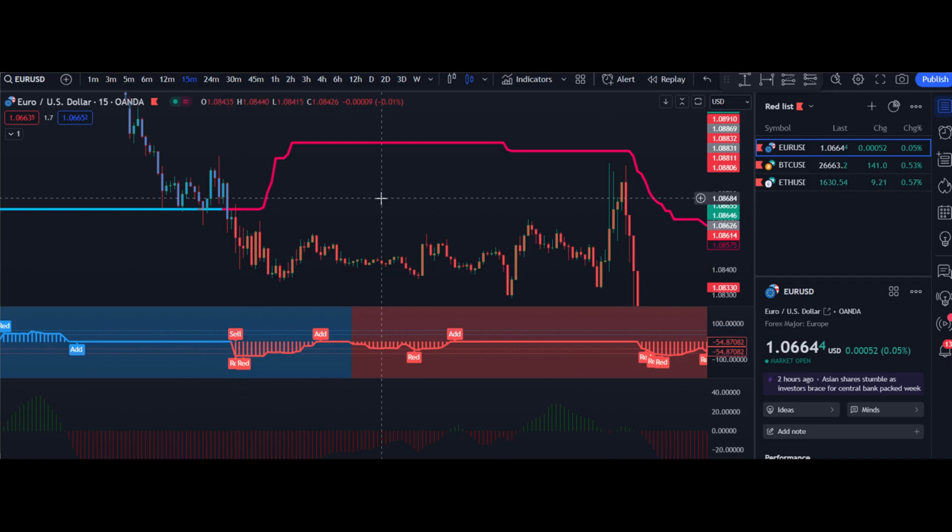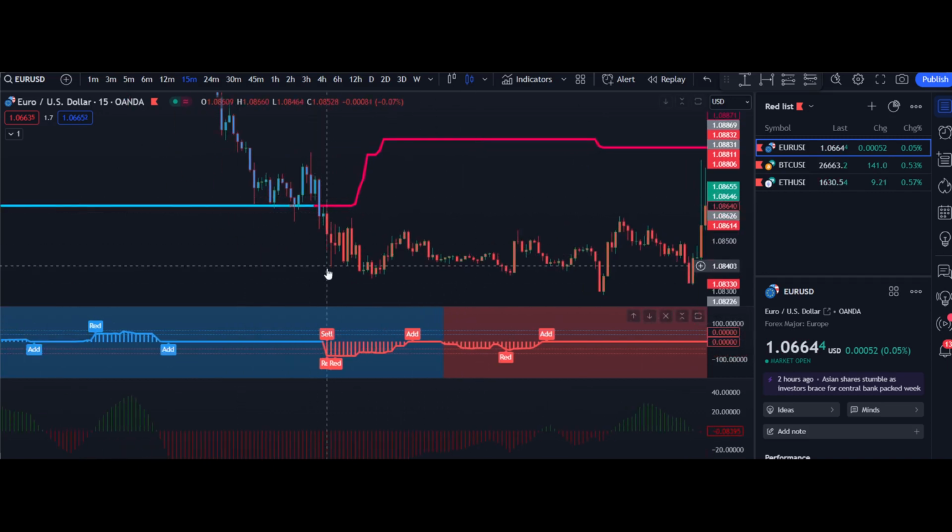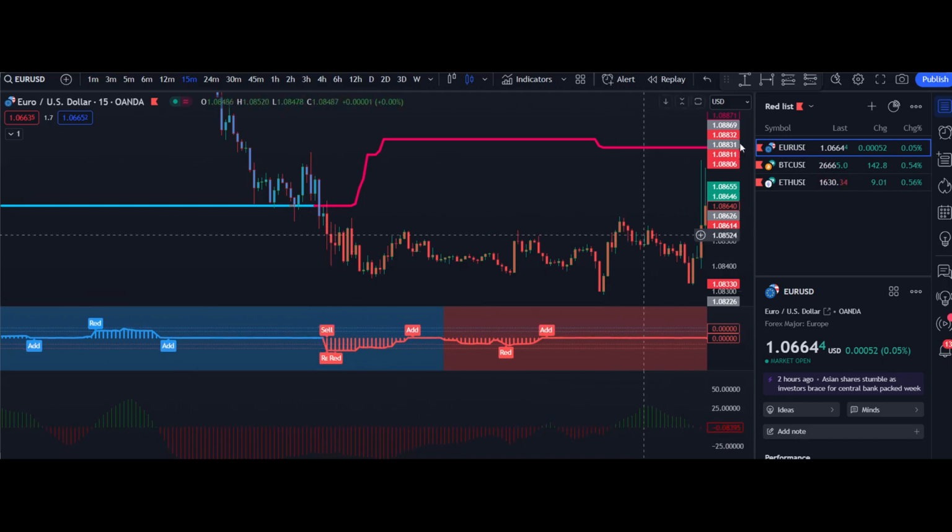So for the short position, we're going to wait for the complete opposite. We're going to wait for the price action to close below the line. The line has to be red, and we're going to wait for our sell position to appear. Once that occurs, we're going to check the histogram and make sure that it too is red. After all these have occurred, we can take our short position.